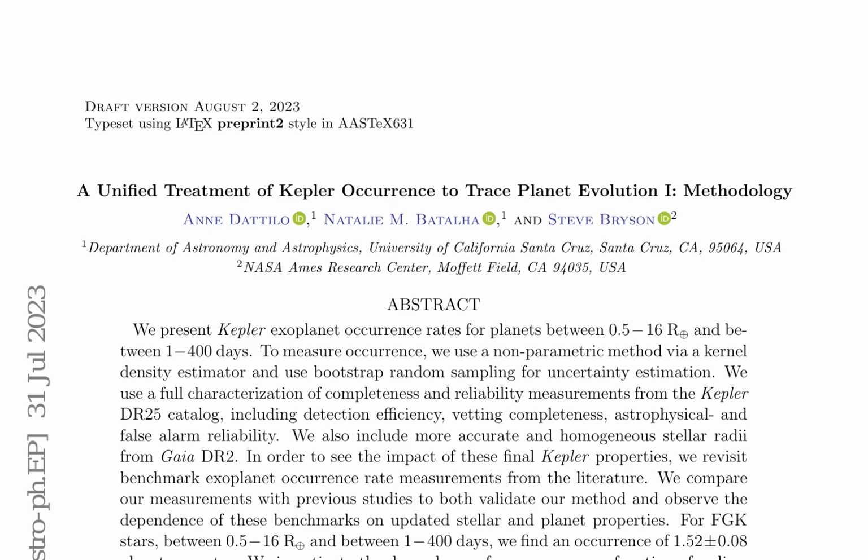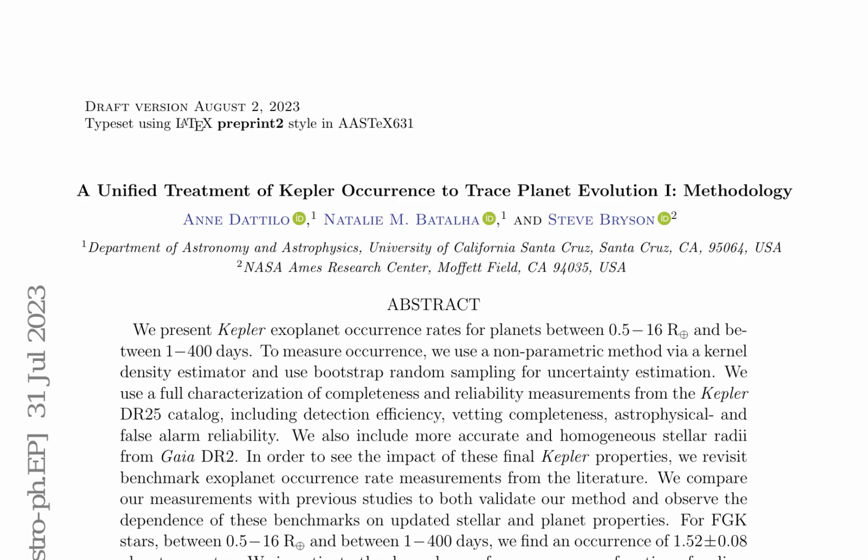The paper revisits benchmark exoplanet occurrence rate measurements from the literature to validate their method and observe the impact of updated stellar and planet properties. For FGK stars, the occurrence rate is found to be 1.52 plus or minus 0.08 planets per star within the specified radius and period ranges. The study also investigates the dependence of occurrence on radius, orbital period, and stellar type, comparing these findings with previous studies and achieving excellent agreement.